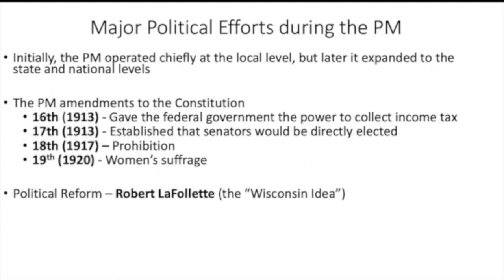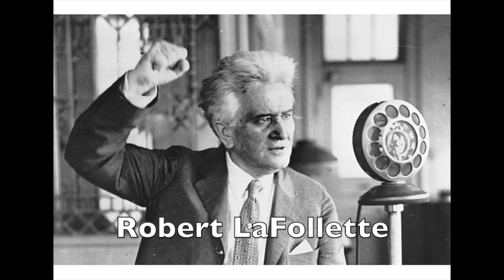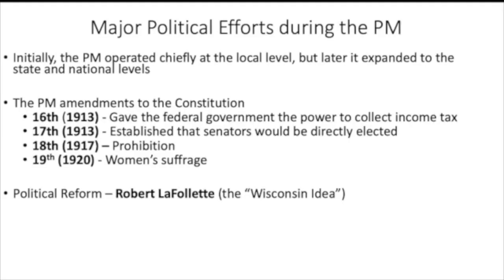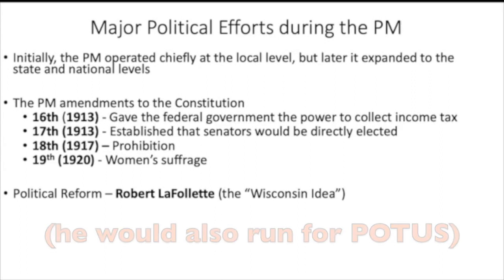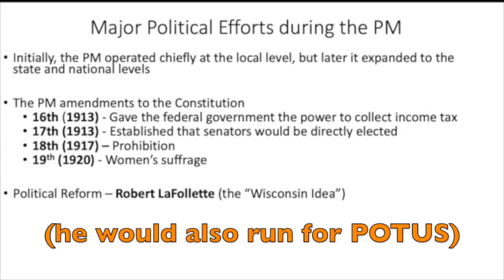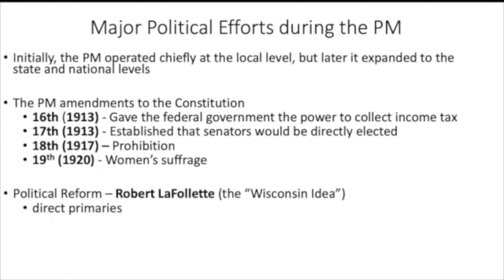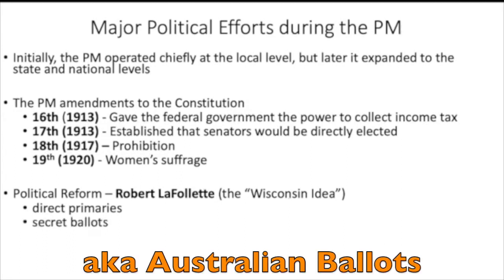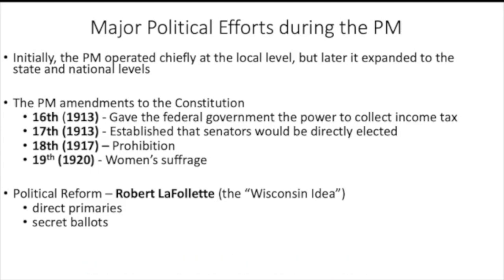Now, political reforms. When we think of political reform, we should think of an individual named Robert La Follette, and he was credited with the Wisconsin idea. So he was a member of Congress, eventually would be the governor of Wisconsin. And here were some of his progressive ideas. He believed in direct primaries, secret ballots where the public would not know who people voted for. This was viewed as a very important step towards more democracy by Robert La Follette and the Wisconsin idea.